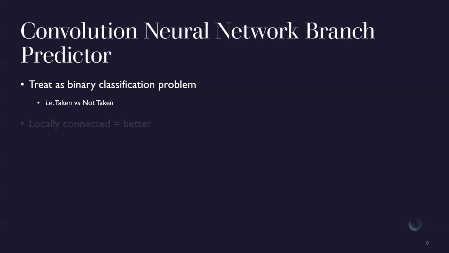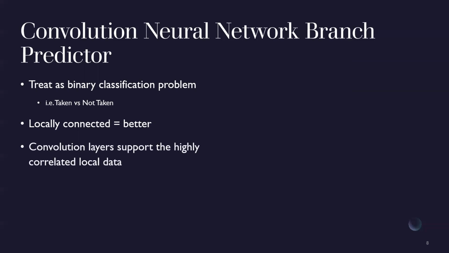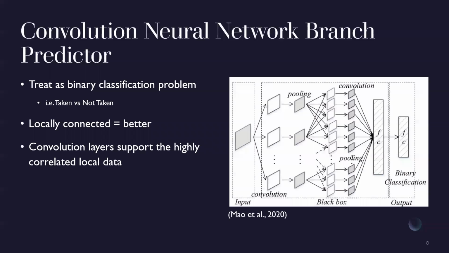And they found that convolutional neural networks, or CNNs, work really well because of their locally connected nature. They found that because convolutional neural networks are more sparsely connected and only connected in the local layers, this supports the highly correlated local data, because they found the local branch history was more highly correlated to the branch's outcome. So it really helped them to get better results.